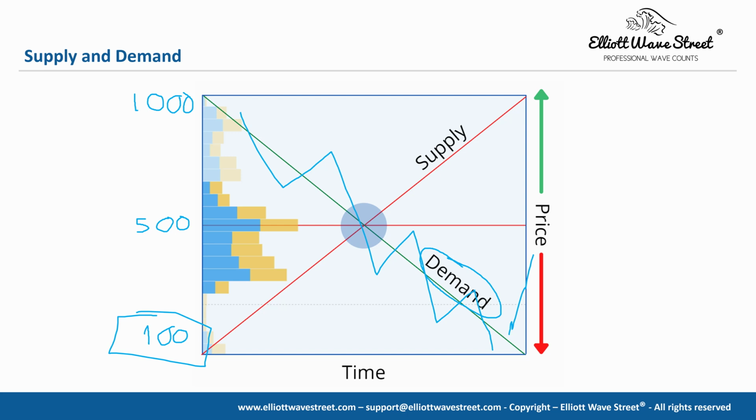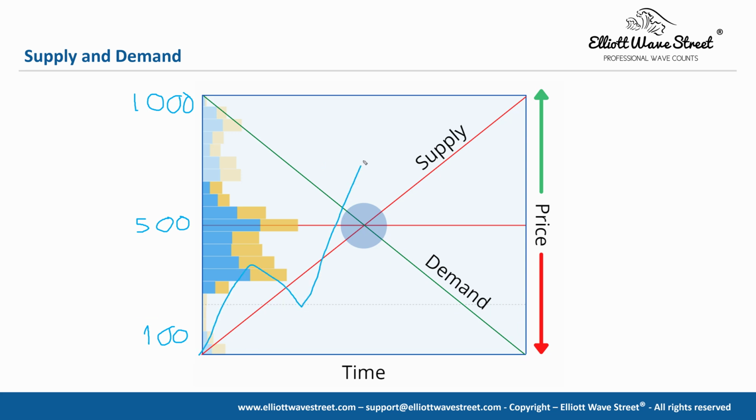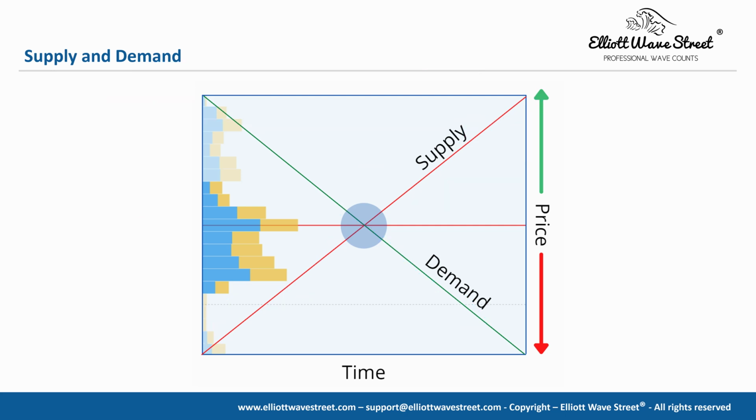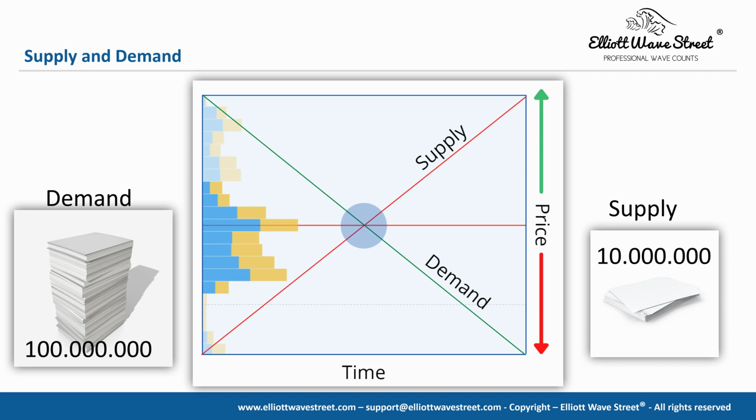And the same at the top. If we have the price going higher, going higher, going higher, you don't want to buy the laptop at $1,000. So demand is going down and supply is going up because sellers want to sell at higher prices. But in markets, there is something else. In markets, there is a big issue, especially for the institutional traders.